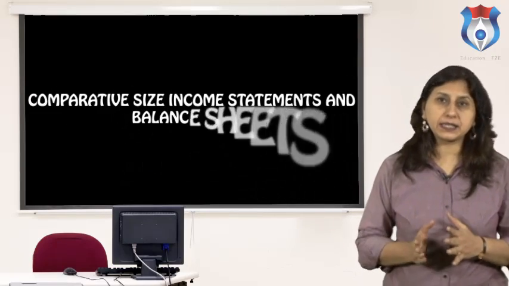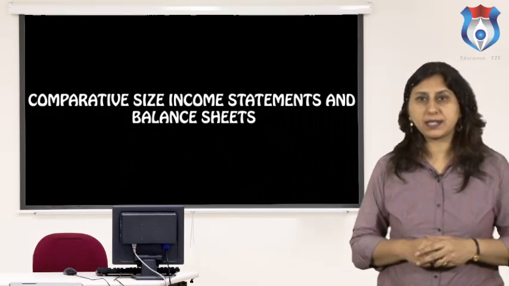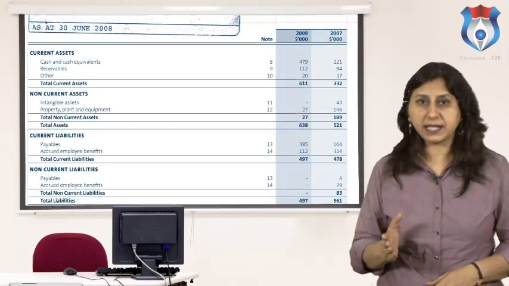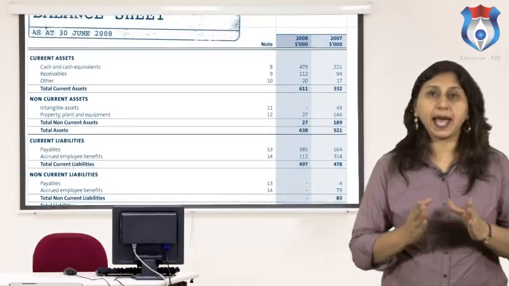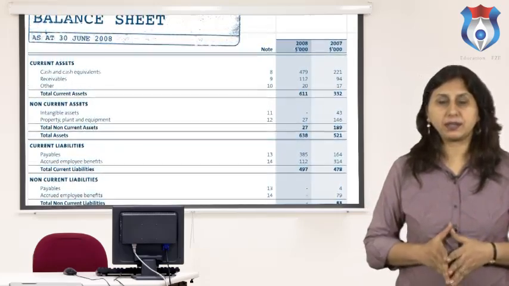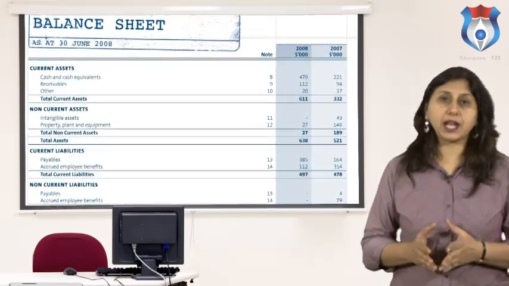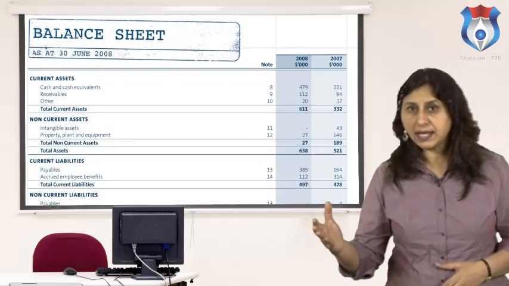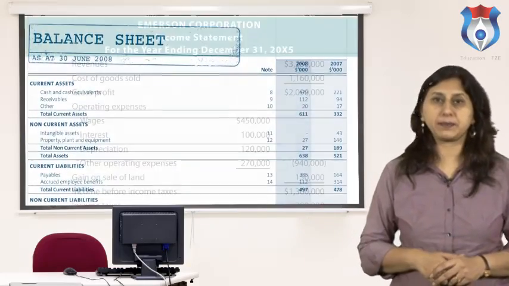Common size income statements and balance sheets. The common size statements, balance sheet and income statement, are shown in analytical percentages. The figures of these statements are shown as percentages of total assets, total liabilities and total sales respectively.